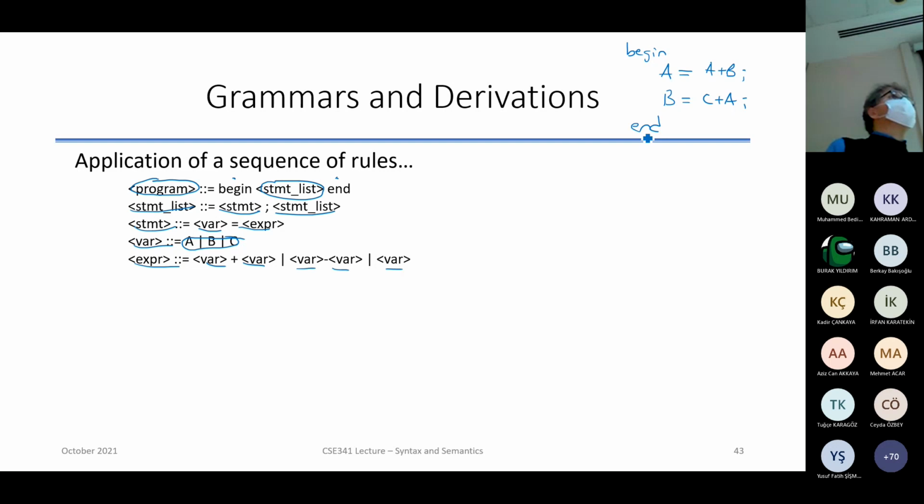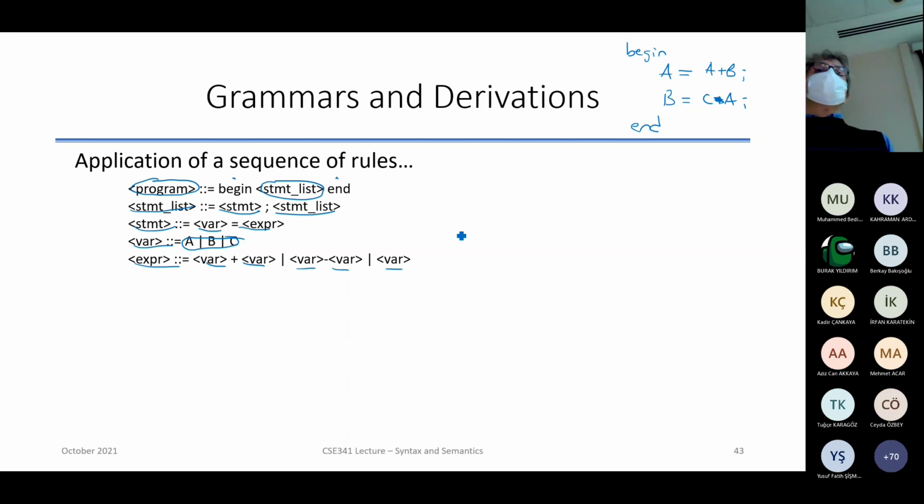Like this one is an instance of this language, a concrete syntax of this language. Begin is a keyword, end is a keyword, A is a keyword, B is a keyword. These are all tokens. Equality is a keyword. Addition, subtraction is a keyword. That's it. All right, fine.